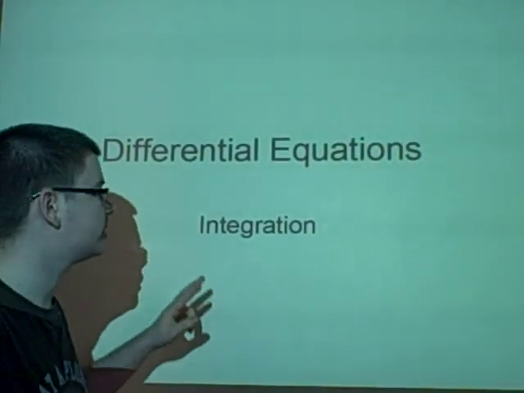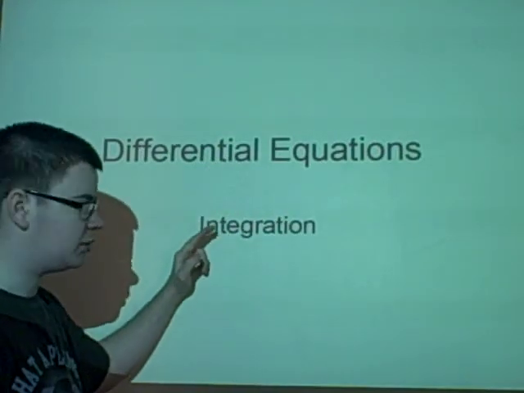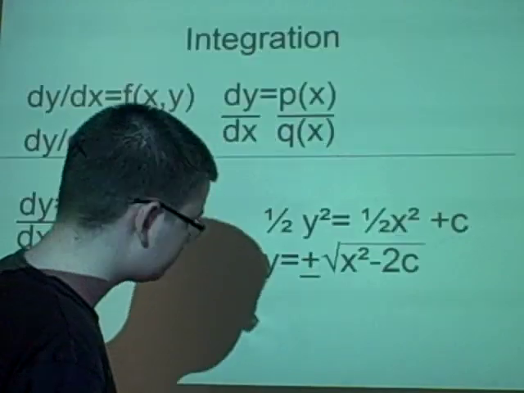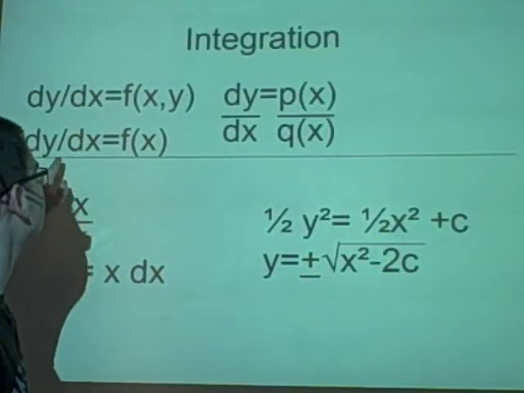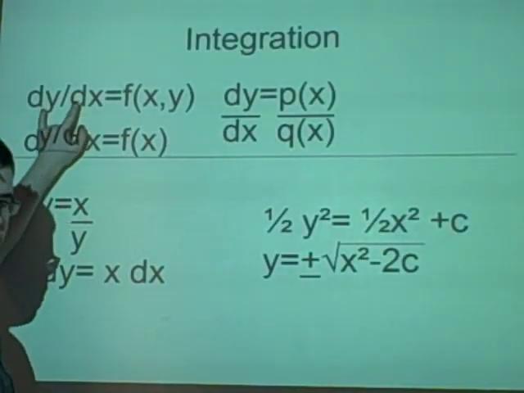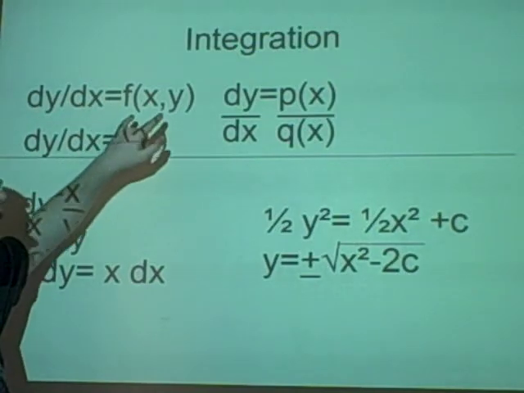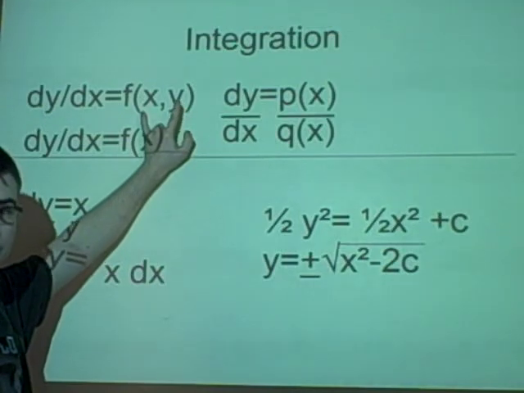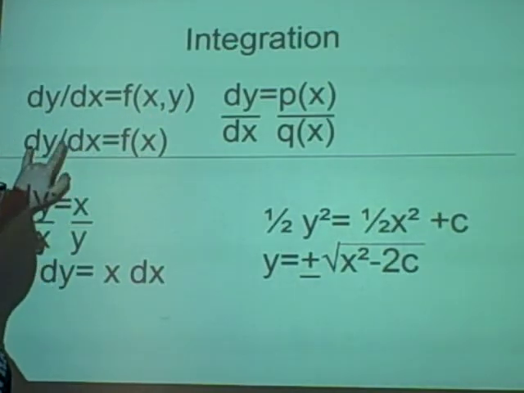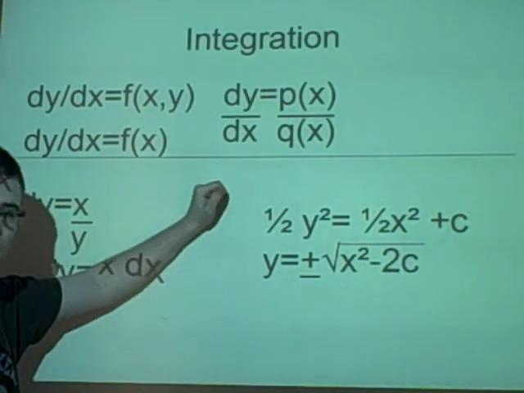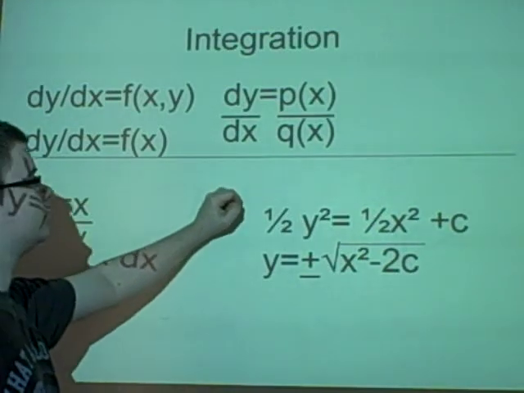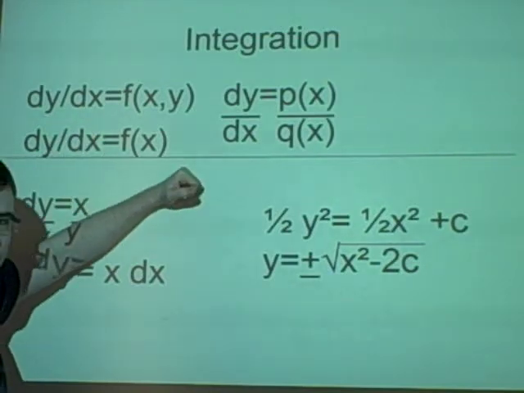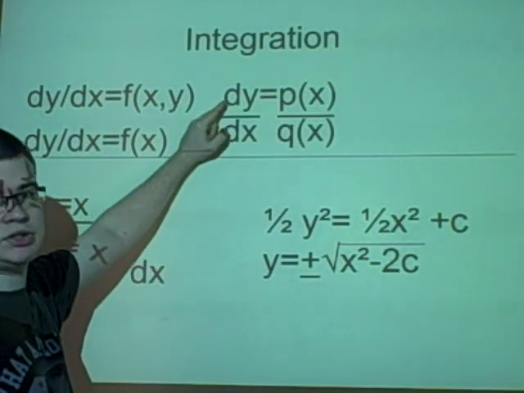This is the second lecture on differential equations, and we mainly did integration with a little bit of a twist. Say you're given, this is just an example of different functions, dy over dx equals f of x, y. Now this is known as a normal form, and dy over dx equals f of x is known as the simple form. Now to solve these kind of equations, we first split it up.